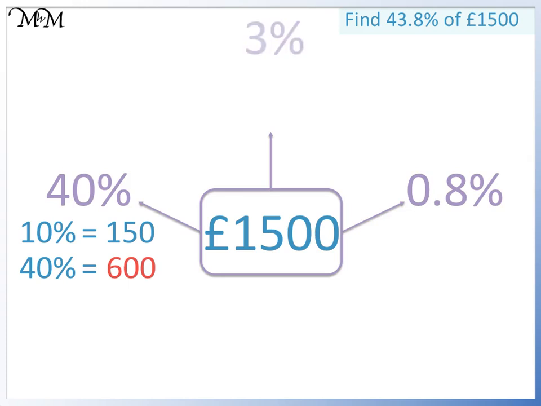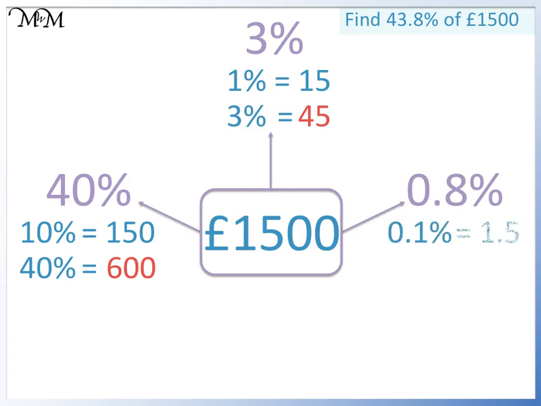Next, we'll look at 3%. 1% is 15, so 3% must be 45. Finally, we'll look at 0.8%. 0.1% is 1.5. To find 0.8%, we are multiplying by 8, so we can double, double and double again. Double 1.5 equals 3, double 3 equals 6, double 6 equals 12. So 1.5 times 8 equals 12.